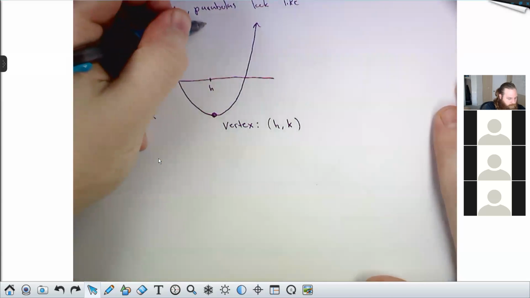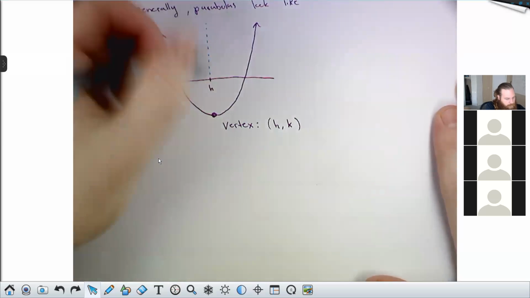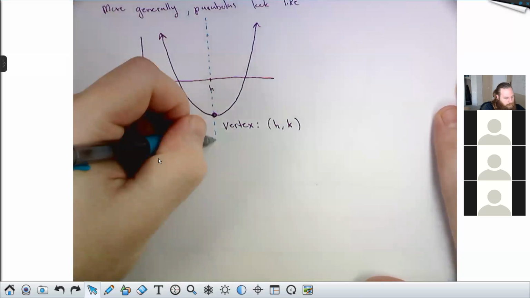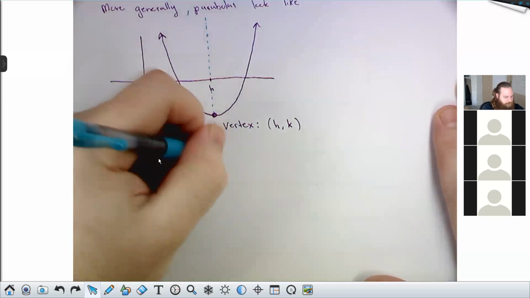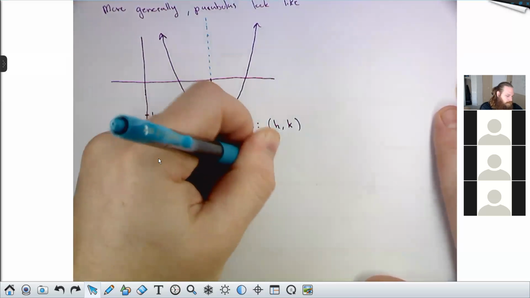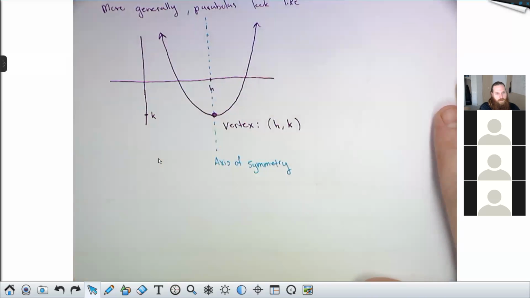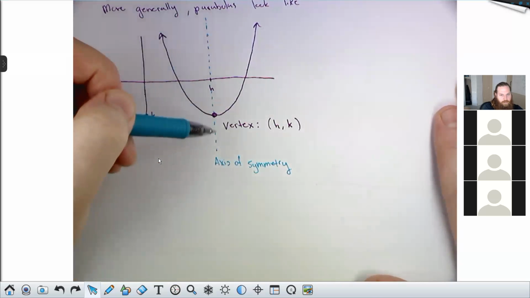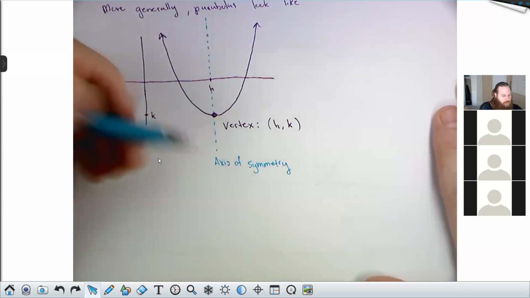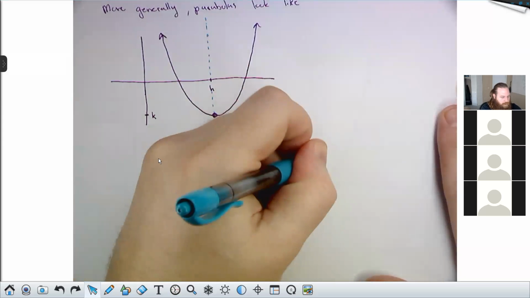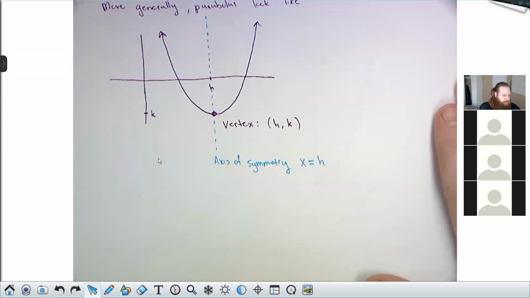Okay. There's symmetry here. Like we said, that first example we looked at, y equals x squared, had that symmetry. And all parabolas have a line of symmetry. We call that the axis of symmetry. And that axis of symmetry always is this vertical line running through the vertex. So you remember from your past algebra classes that vertical lines always have the equation x equals some constant. So this would be the line x equals h, where h is this number from the vertex.